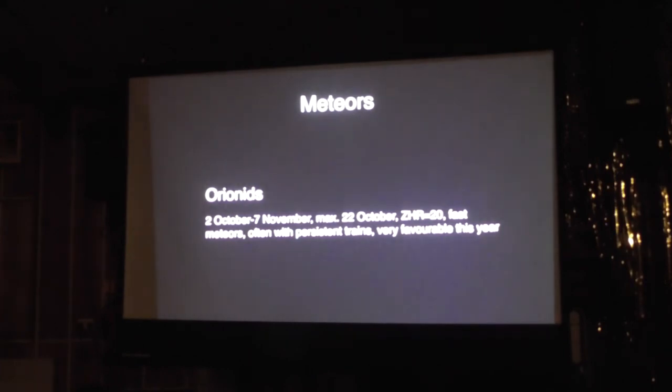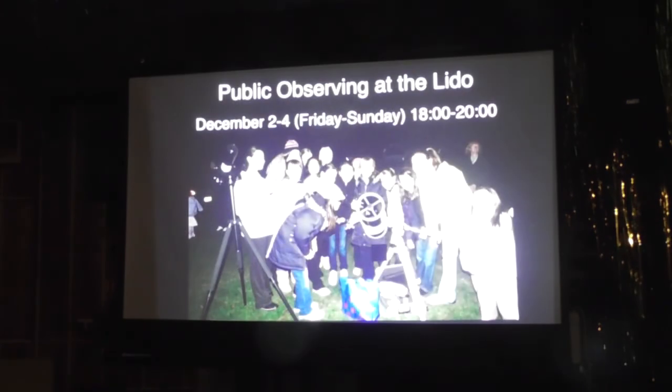There are some meteors coming up into October, and I'll mention these again next month. The Orionids are quite a good shower, zenithal hourly rate of 20, and they have fast meteors, often with persistent trains, and from the point of view of moonlight this will be a very suitable occasion to capture them. They're supposed to start at the beginning of October, but they have their maximum in the middle of October.